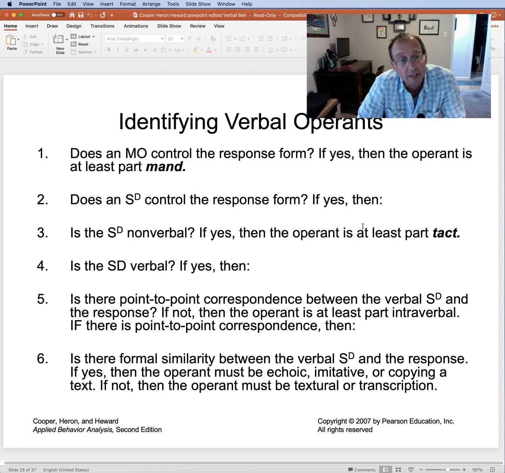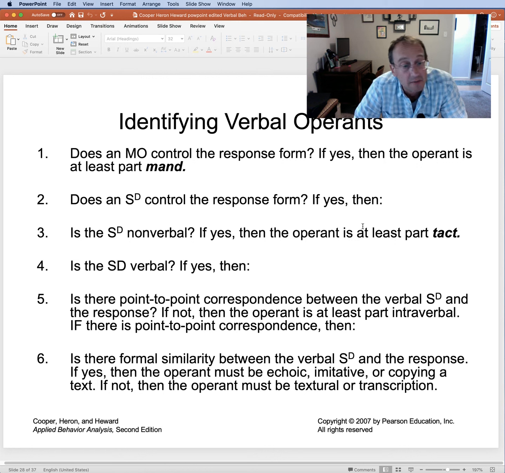So does an SD control the response form? All right, so is this something just signaling, whether it's an SD for you to gain, remember, and if it's going to be a tact, some sort of generalized social reinforcer? Is the SD nonverbal, right? Is it something that you can hear, something you can see, something you can smell, something you can feel? If yes, then the operant is at least in part a tact.